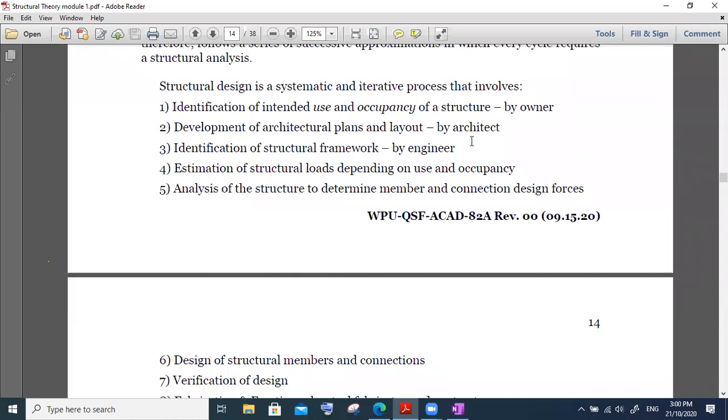So, kapag nakaisip si owner na magpagawa ng isang structure, of course lalapit siya kay architect. Si architect will develop the architectural plans and layout. After that, ipapasa ni architect kay engineer the identification of structural framework and the estimation of structural loads depending on the use or occupancy. Of course, si engineer pa rin to. Number 5, the analysis of the structure to determine the member and connection design forces. So, magko-compute na si engineer ng pinakamaliit na size ng column, ng pinakamaliit na size ng beam. Si engineer pa rin to.